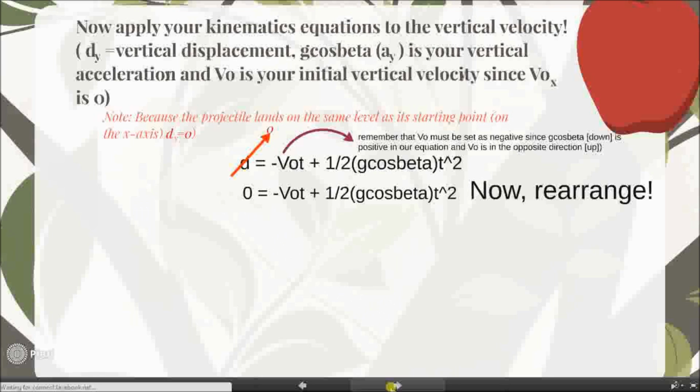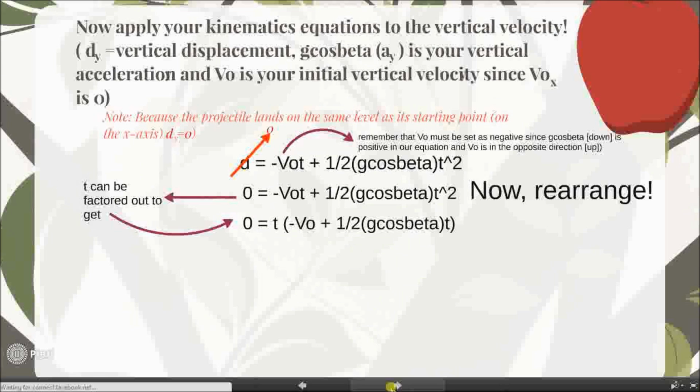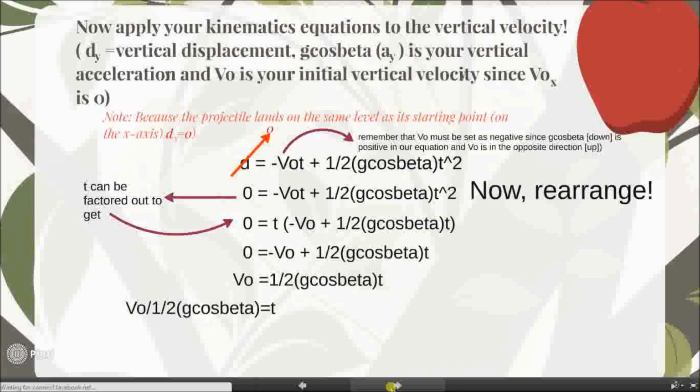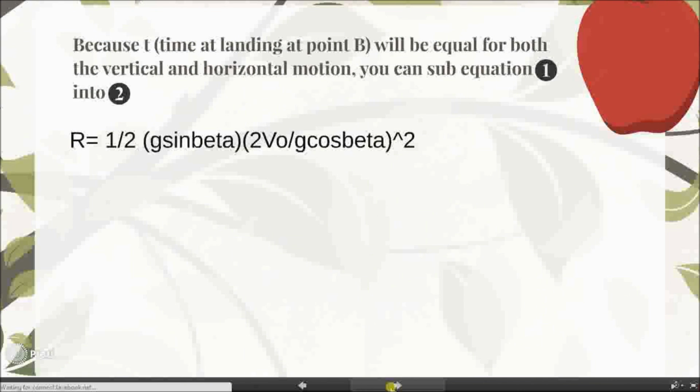Now rearrange the equation. You can do this by factoring t out to get 0 equals t times bracket negative v0 plus 1 over 2 g cos beta times time bracket. And then you end up with v0 over 1 over 2 g cos beta equals time. This is your second equation. Because t, time at landing at point B, will be equal for both the vertical and horizontal motion, you can sub equation 2 into 1.